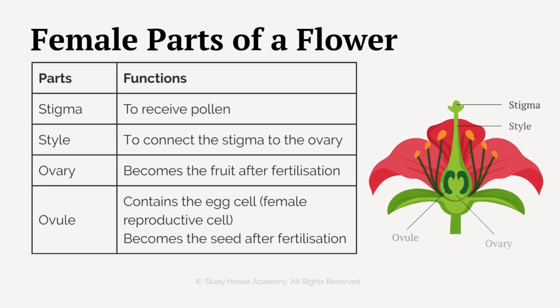The female parts of a flower include the stigma, style, ovary, and ovule. The stigma receives pollen. The style connects the stigma to the ovary. The ovary then becomes the fruit after fertilization, while the ovule, which contains the egg cell, which is the female reproductive cell, becomes the seed in the fruit.